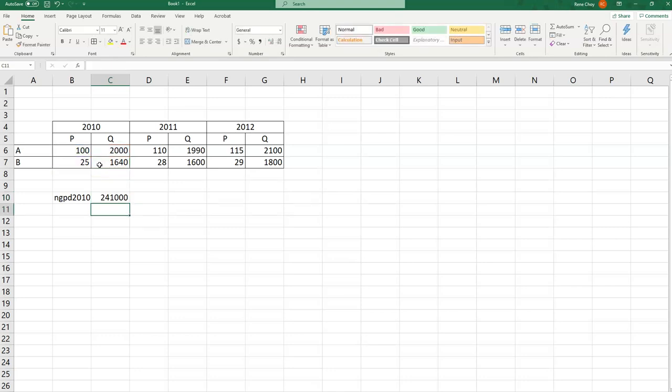And that's the number. Now, if we were going to calculate nominal GDP for the year 2011, we do the same thing, but for 2011. We do this number times this number, price times quantity for product A, and then we add price times quantity for product B.